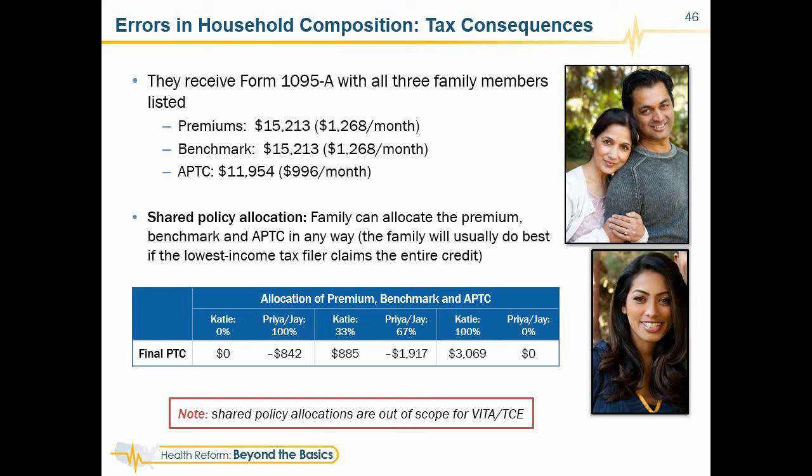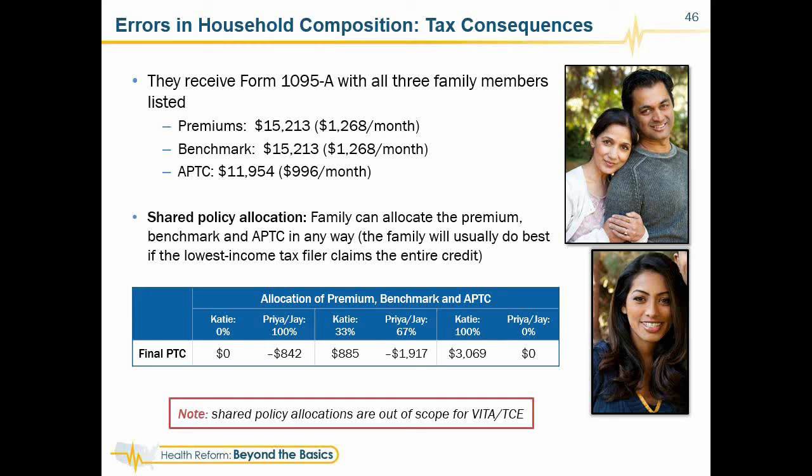If they do it in a proportional way, with Katie paying a third, mom and dad paying 2/3, mom and dad owe back even more money. But Katie gets a little refund. And if they do it so we allocate 100% of the premium, benchmark, and APTC to Katie, then Katie is actually going to get a really substantial refund. And mom and dad aren't going to be responsible for any of it.